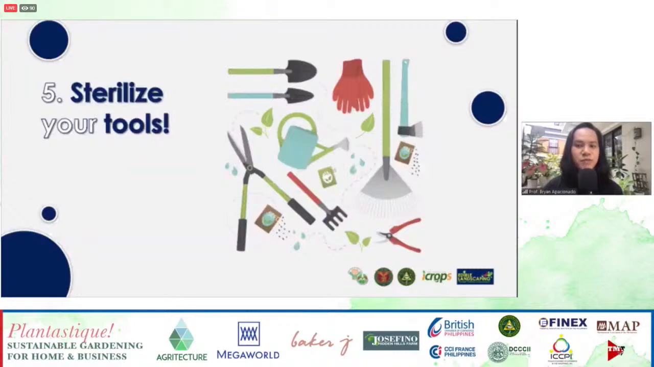And after you prepare your hardscapes, you can now start planting. In step number 5, always remember to start by sterilizing or sanitizing your tools to prevent the spread of disease among your plants. You can sterilize your tools using 1 part bleach solution to 9 parts water. You can use a cloth, wet it with the solution, then wipe your tools.